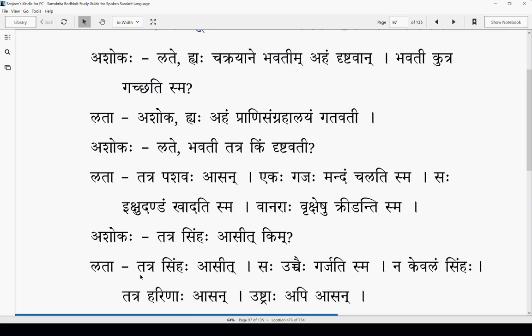If you want to just ask where did you go, then we can use the bhuta kritanta, or if any of you are familiar with lang lakara, you can use lang lakara, like bhavati kutra agachat. Or as a bhuta kritanta we can use bhavati kutra gatavati, bhavati kutra gatavati asit. But if we add sma, it means where were you going? Because she saw her in the chakrayanam, in the car, in a vehicle, then she wants to ask, where were you going? Okay, next Lata.